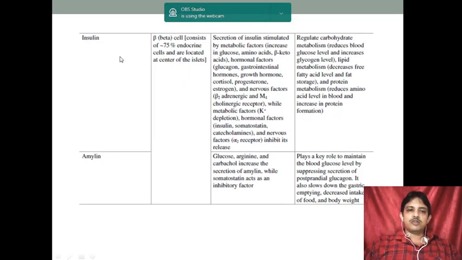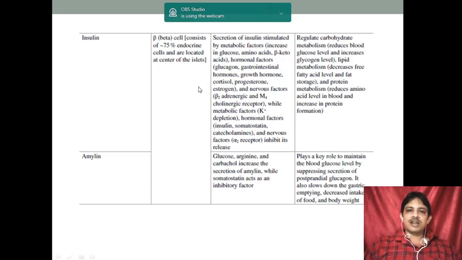Now coming to insulin. Insulin and amylin are both secreted by the beta cell, which makes up almost 75% of the endocrine cells located at the center of the islets. Insulin secretion is stimulated by an increase in glucose, amino acids, beta keto acids. All those things stimulate insulin secretion.